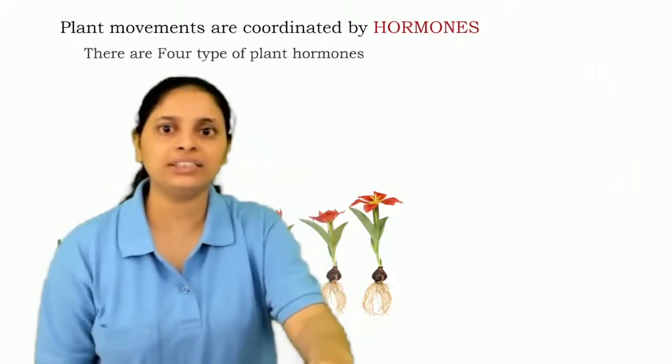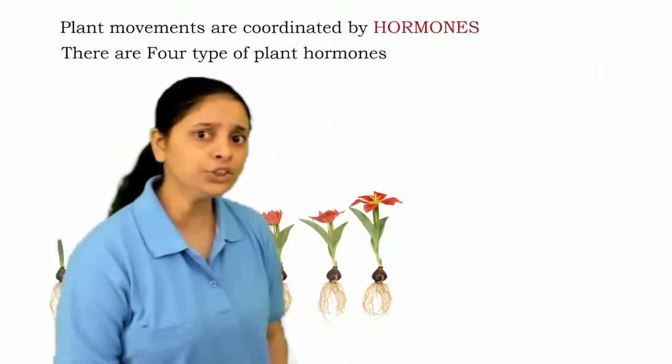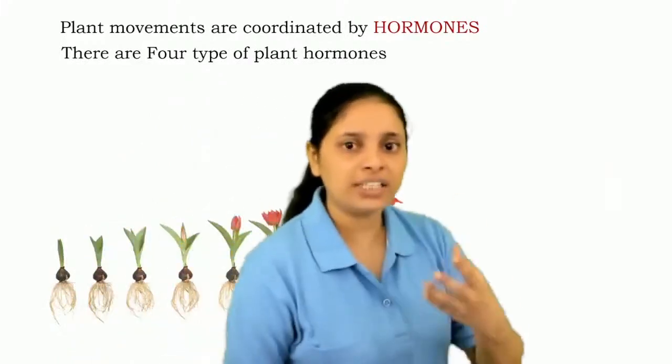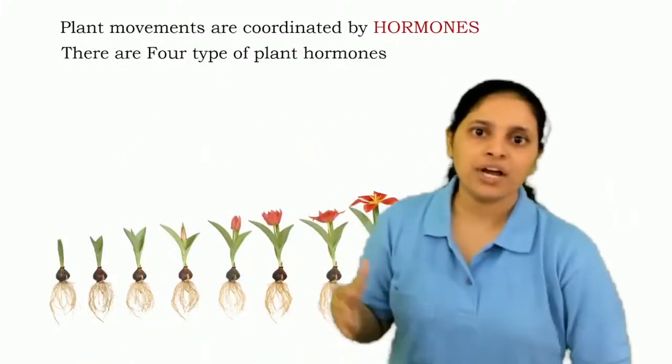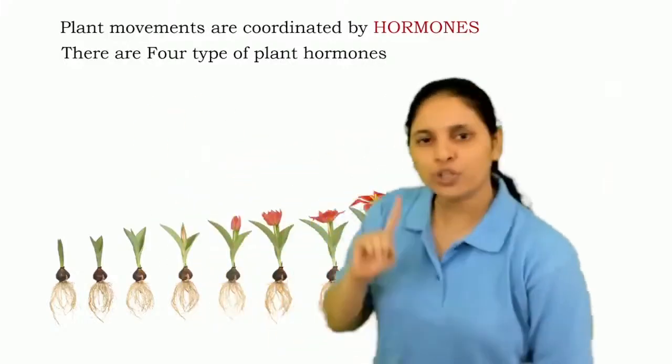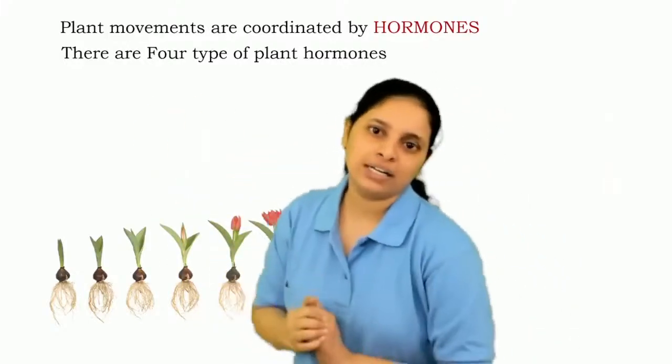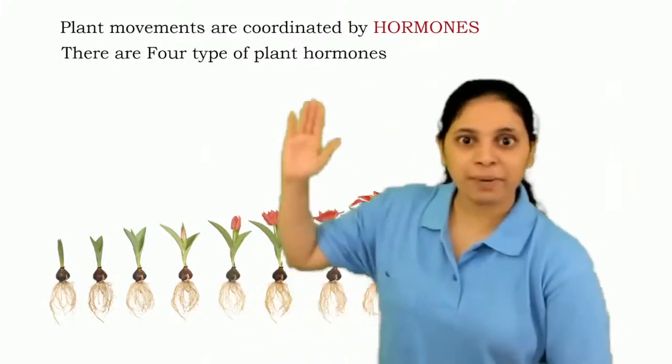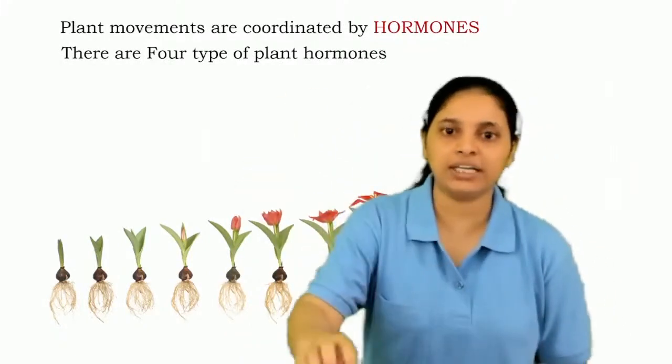Okay, so now let's see the various types. So as per your syllabus, as per your textbook, we mainly have 4 different types of plant hormones. There is actually one more type, which we will definitely study, but first let's look at the 4 main types.